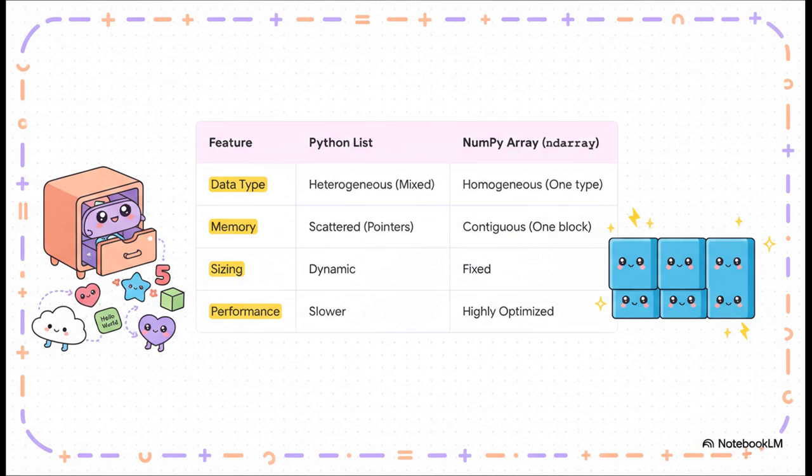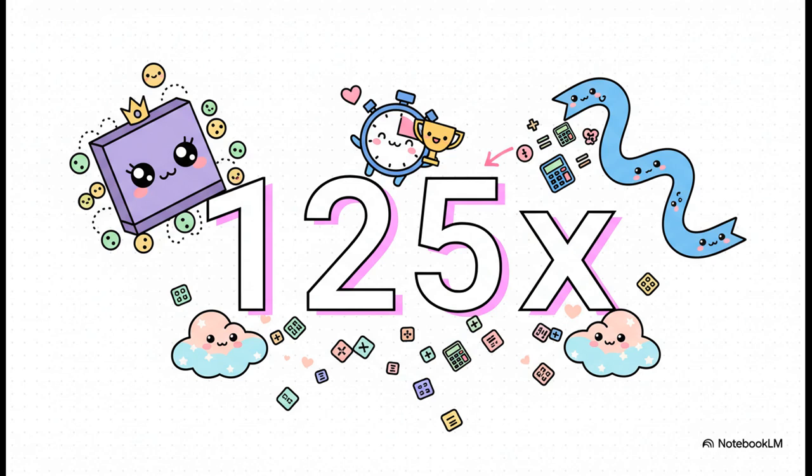It's kind of disorganized. NumPy arrays, though, are strict. They say, nope, everything in here has to be the same type, like all integers. And their size is fixed from the start. Now that sounds like a limitation, but it's actually their superpower. Because of that rule, NumPy can store all the data in one single, neat, continuous block of memory. No more jumping around.